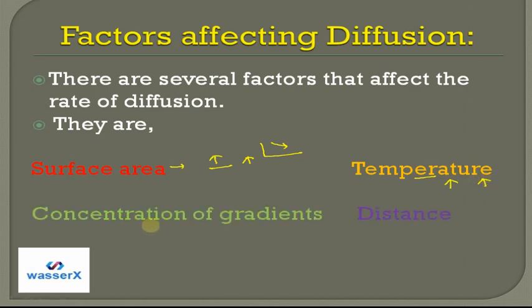Next are concentration gradient and distance. We just discussed that as the concentration gradient gets higher, the speed will be higher and the rate of diffusion will also be higher. And when we talk about distance, when the distance is large, the diffusion rate decreases. So if my distance is short, then my diffusion rate will be higher, and if my distance is high, then my diffusion rate will be slower.